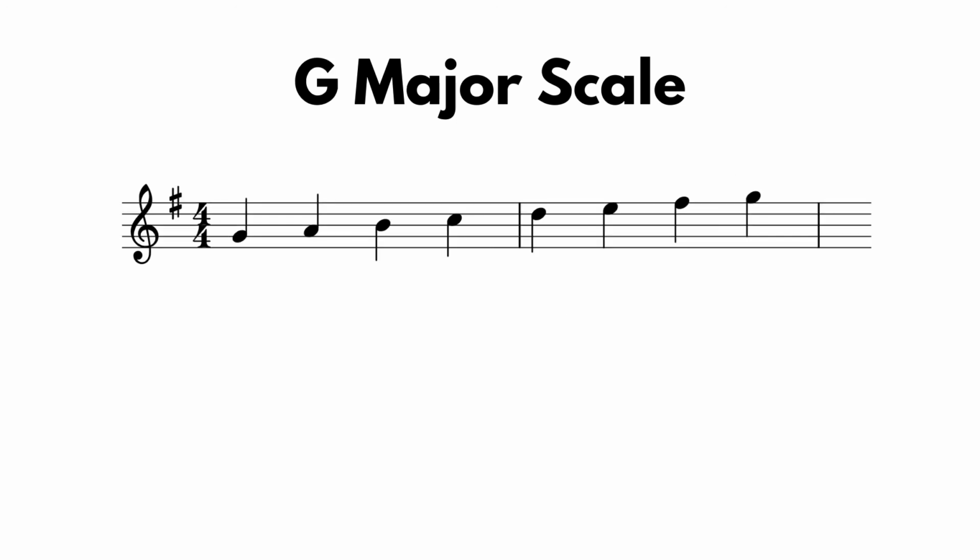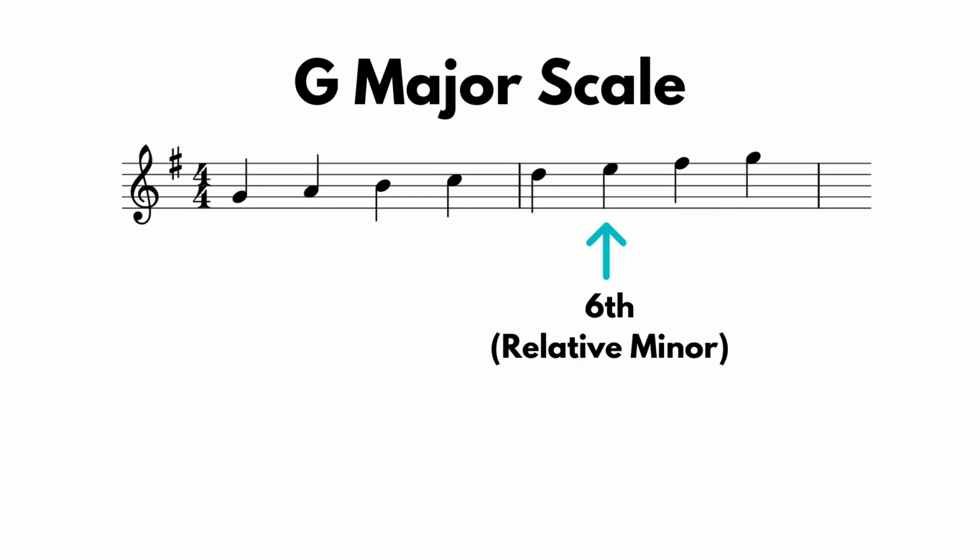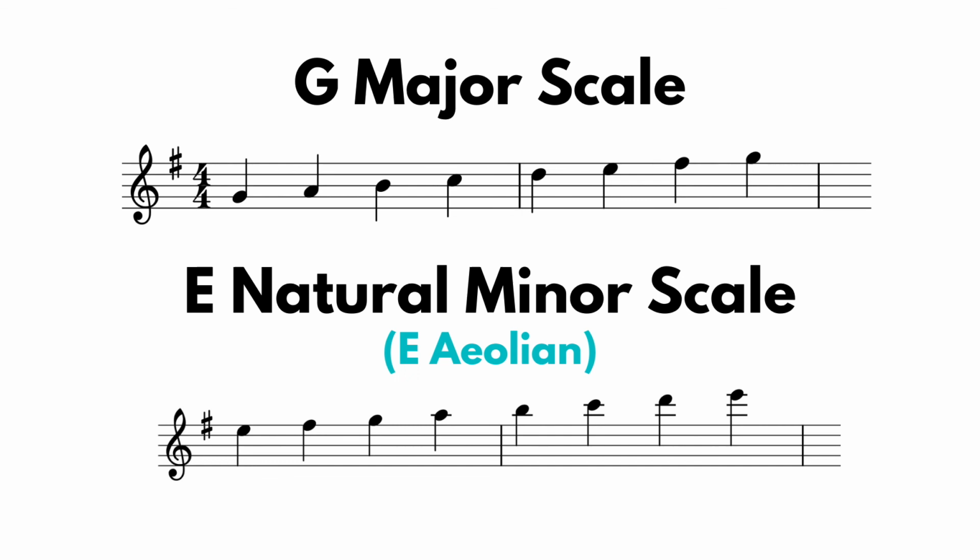So let's go ahead and look at another example. So let's take a look again at the G major scale. Okay, so the 6th of the G major scale is E. And if we begin the major scale starting with E, then we will have the E natural minor scale, or E Aeolian. So let me go ahead and play the G major scale starting with E.